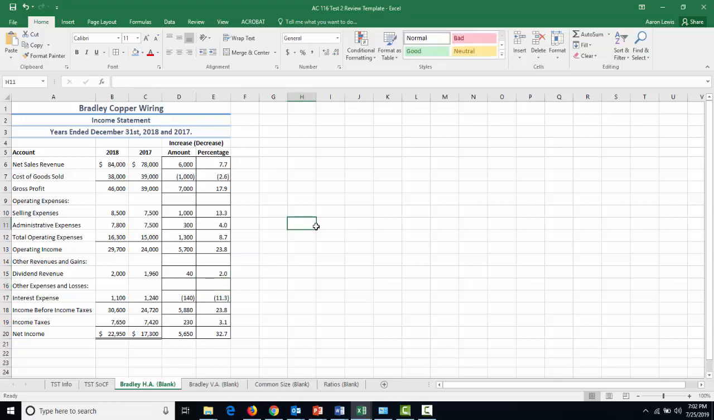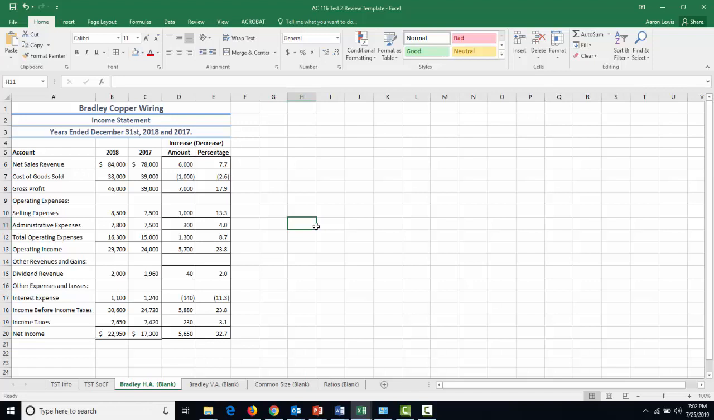And we can see here that our gross profit increased by 17.9%. Our selling expenses increased by 13.3%. Administrative expenses increased by 4%. Our total operating expenses increased by 8.7%. So on and so forth down the line. So what I'm going to ask you guys to do on the test is give me in a paragraph a brief description of what happened. How can we take information from this to better our business as managers?